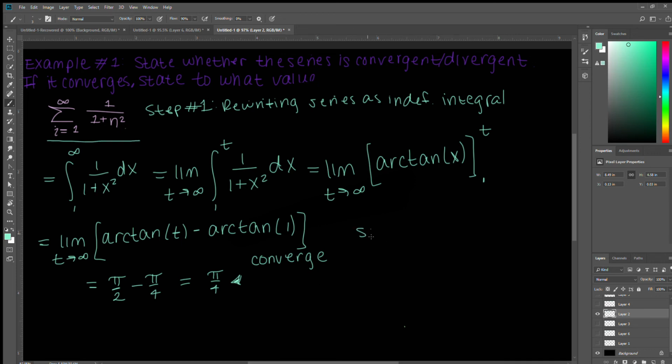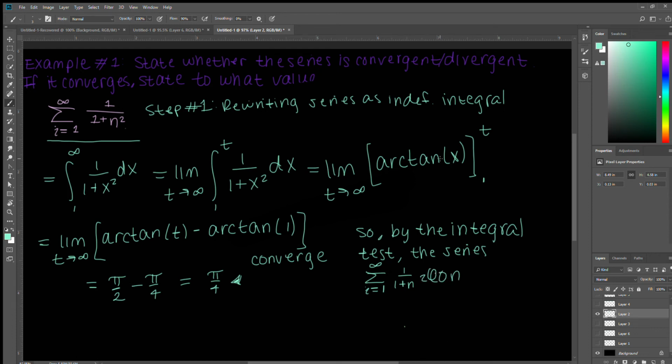So, by the integral test, it's always good to write out which test you use. The series converges.